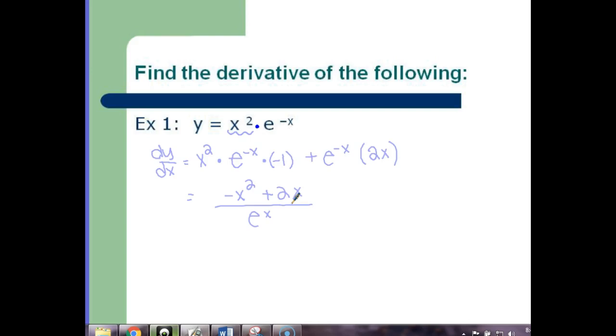Could you move the e to the x down and then take a quotient rule? Yeah, it would work, but it would be messier. Because eventually, if you did it that way, to get this for a final answer, you'd have to factor out an e to the x and cancel one.